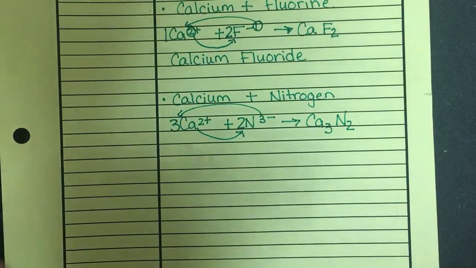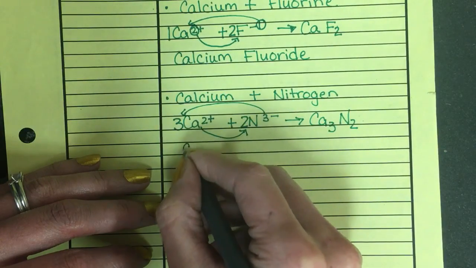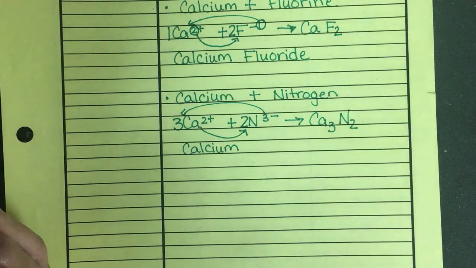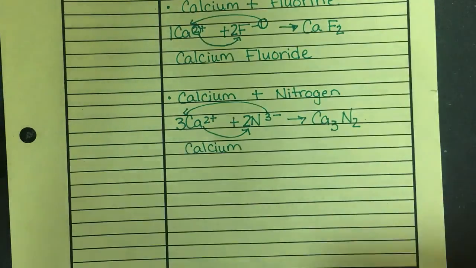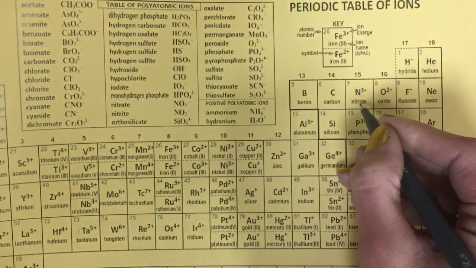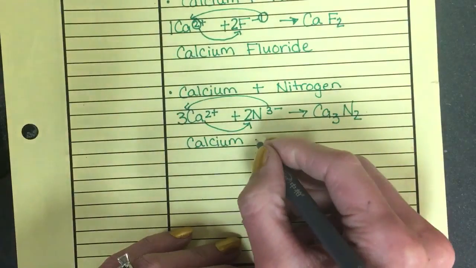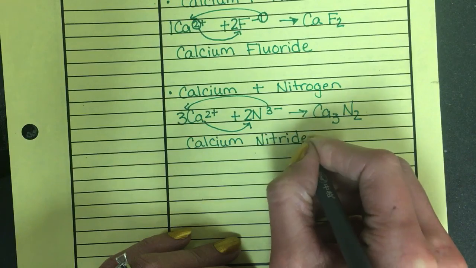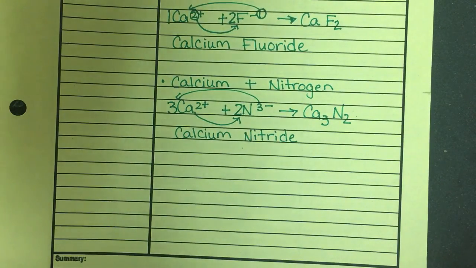And when I write the name, I name Ca, my cation, first. The name stays exactly the same as the element. I name my anion second. In this case, nitrogen becomes nitride. So my compound is calcium nitride. Easy enough? We'll practice this again more in class, so don't panic. I know we went kind of fast.